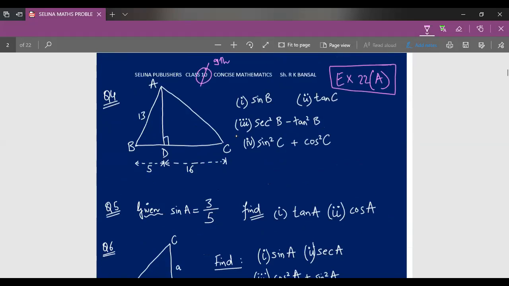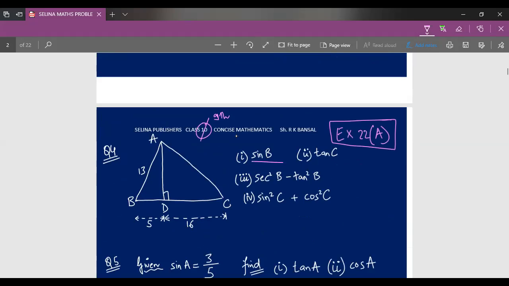Our fourth question mentions to find sine B. In the previous video, I've told you that whenever an alphabet comes in front of sine or any other trigonometric value, so sine B, the alphabet B basically means that the angle B should be towards the ground. And when it is towards the ground, the next step is, with respect to angle B, tell us sine B. Sine B is basically perpendicular upon hypotenuse.